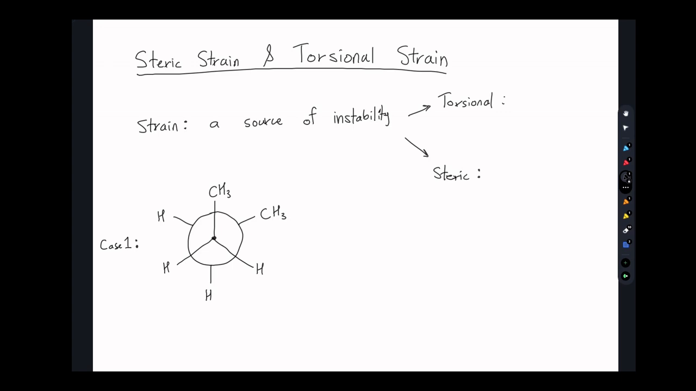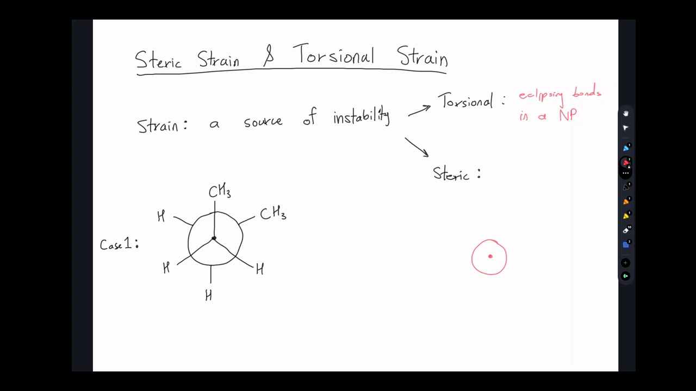So a strain is just a source of instability. Generally, something that's stable has as little strain as possible, and something that is more stable is getting more and more strained as you go. Now, when torsional strain is discussed, torsional strain is referring to something very specific. It's referring to eclipsing bonds in a Newman projection.